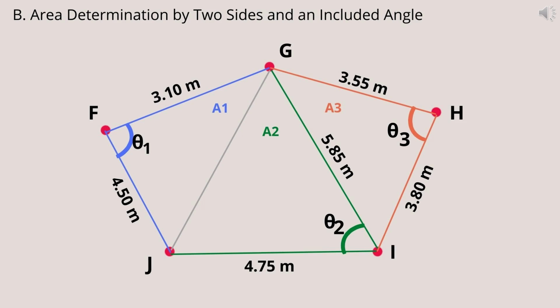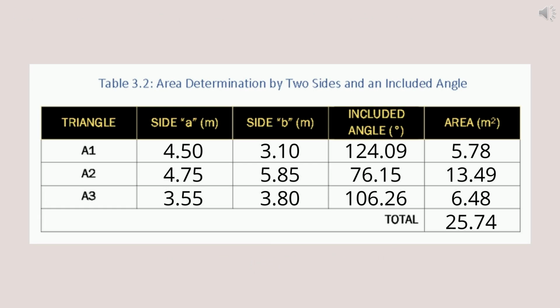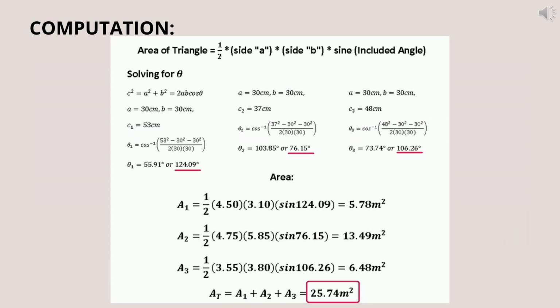Number 4. Determine the included angle between sides a and b and record this on table 3.2, area determination by 2 sides and an included angle. To get the area of the triangle, multiply 1/2 by the product of side small letter a, side small letter b, and the sine of the included angle.